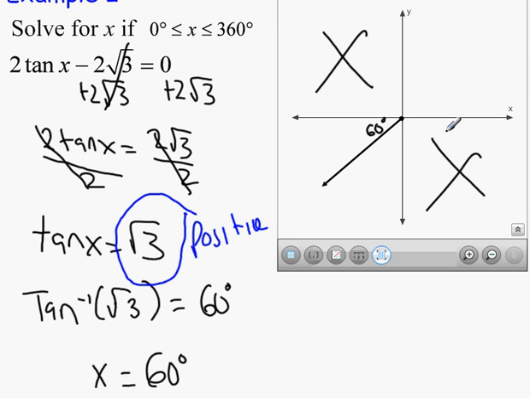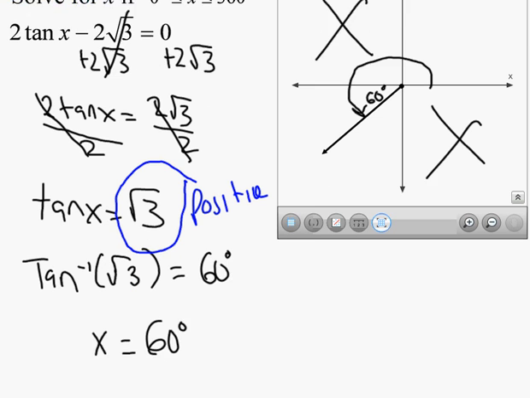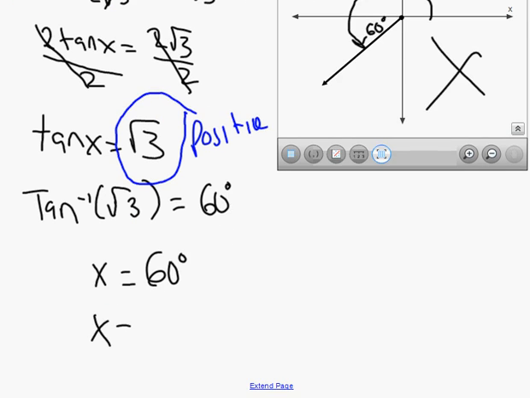So to get the whole thing, I just find the angle in standard position that has the same terminal side as that reference angle. And what's that? That's going to be 180 plus 60, which is 240. So x is equal to 240 degrees. Those are my answers.